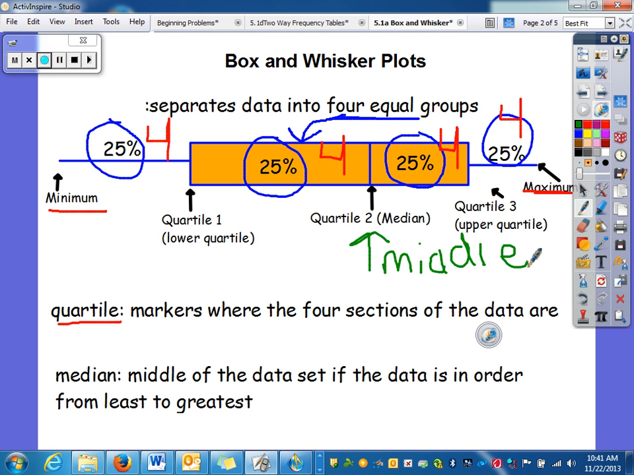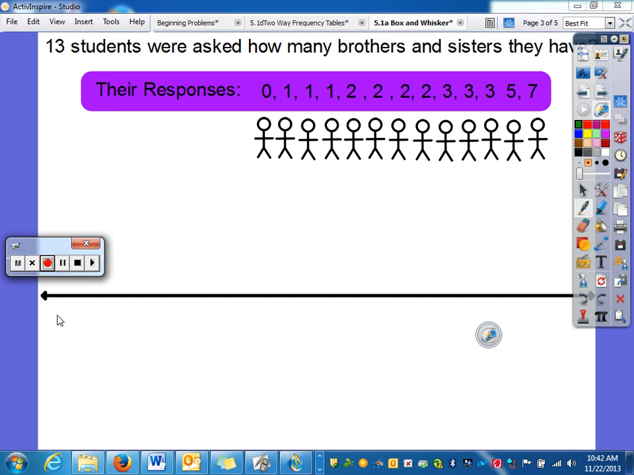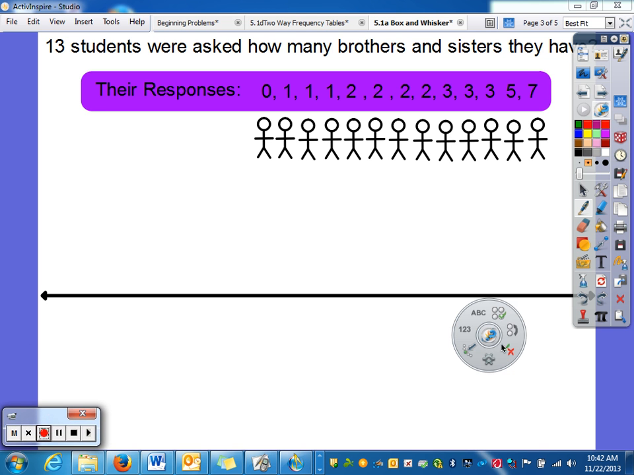Alright. And to review what a median is: the middle of the data set from when you order it from least to greatest. So if you have a set of numbers and you put them in order, you find the middle number, and that is your median. Alright, so let's take a look at what we have in this example.